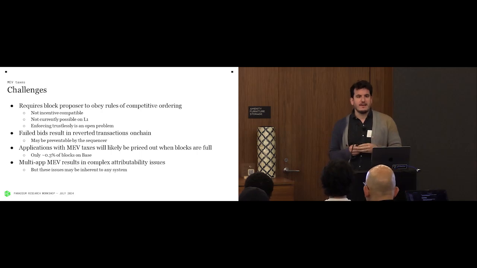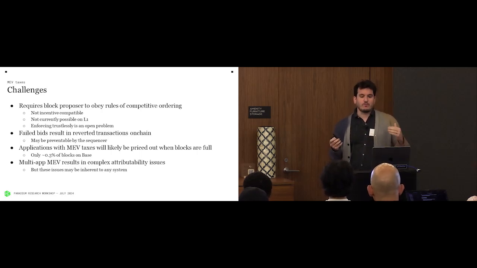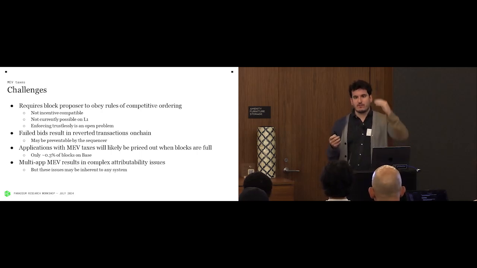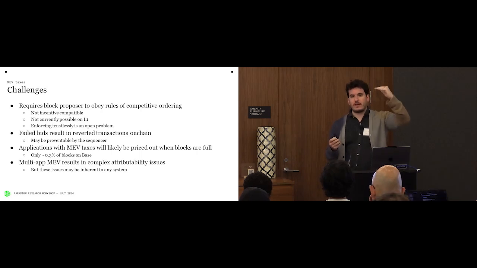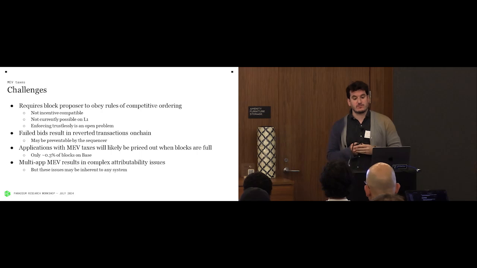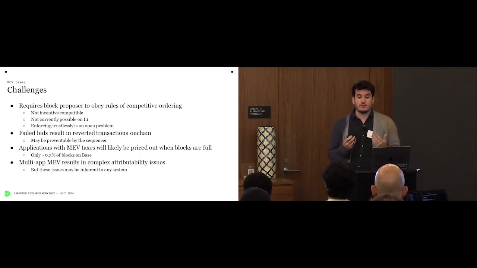Another issue is that this is an on-chain auction, which means that failed bids are going to result in reverted transactions. Everyone who tries to fill a Uniswap X order, for example, after it's already been filled, is going to end up paying some gas because they have a reverted transaction included on chain. There may be ways to prevent this by having the sequencer, for example, selectively not include transactions if it can be verified statically that it's going to fail because, for example, it tries to fill a Uniswap X order that was already filled. So I think there's a lot of interesting research to be done there as well.